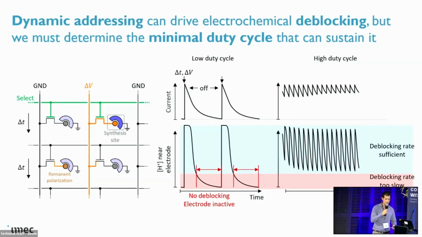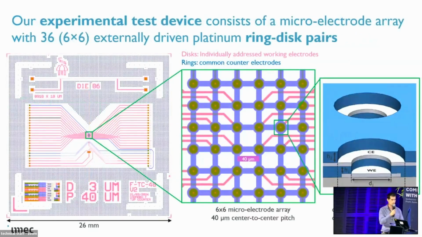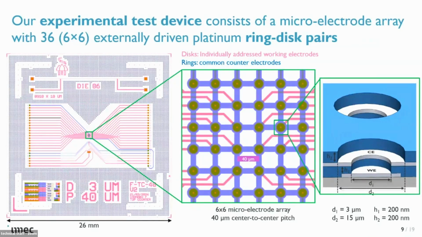Which means you actually want to achieve the lowest duty cycle that you can get. And there are several things that you can play with in order to achieve that. One is voltage, and obviously the on time, the amount of time you take to charge up your cell. So we test this not on CMOS, but using a passive electrode array.